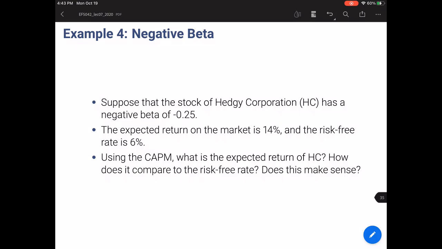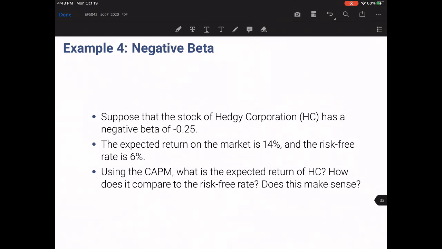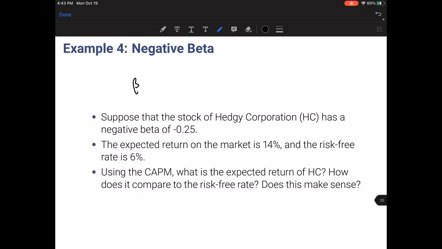So using CAPM, we can just use the beta outright. So the return on Hedgie is equal to the risk-free rate plus negative 0.25 times 14% minus 6%, which is equal to 4%.